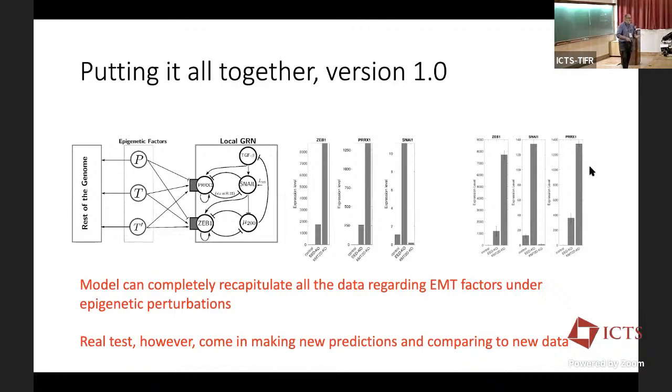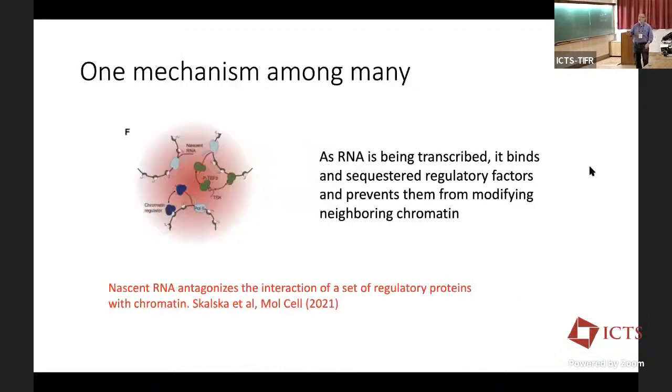So clearly, this is only the first level of thinking about the problem, because it turns out there are a variety of known biological ways in which the genetic network can feed back to the epigenetic network. So here's one. It's known, for example, in this paper from 2021, that in this particular system, as the gene is actively being transcribed, the RNA can bind to some of these epigenetic regulatory factors and therefore interfere with that regulation. So this is a feedback mechanism.